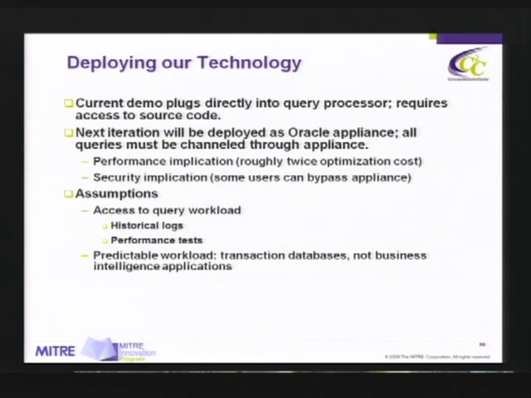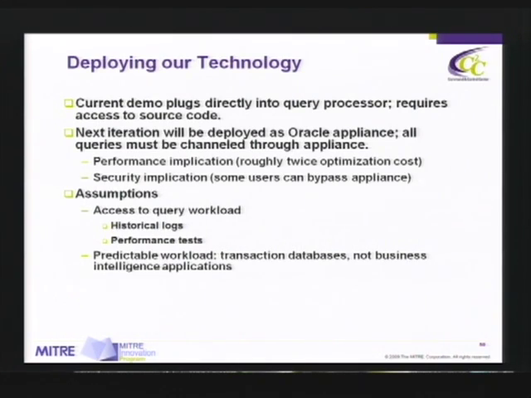Our next iteration, and actually this changed since last Friday, our current iteration is deployed as an Oracle appliance. So all of the queries have to get channeled through this appliance. So it's an appliance that either lives on the same box but intercepts all of the queries as they come in, or it lives on a different box. They all get channeled through this appliance. As I mentioned before, this requires that you have this inter-process communication. So it's roughly twice the optimization cost. That could be a concern.